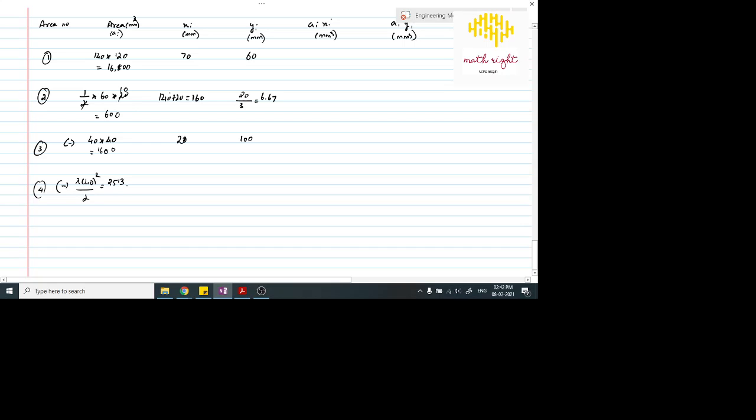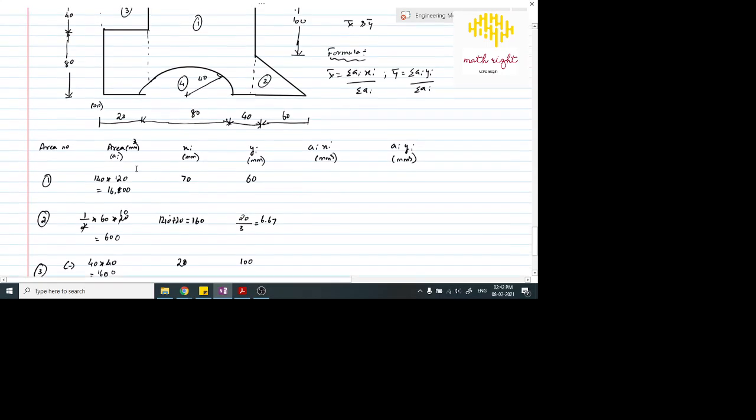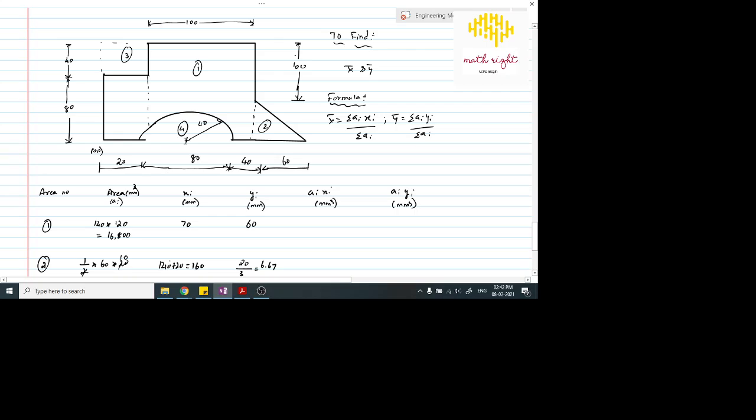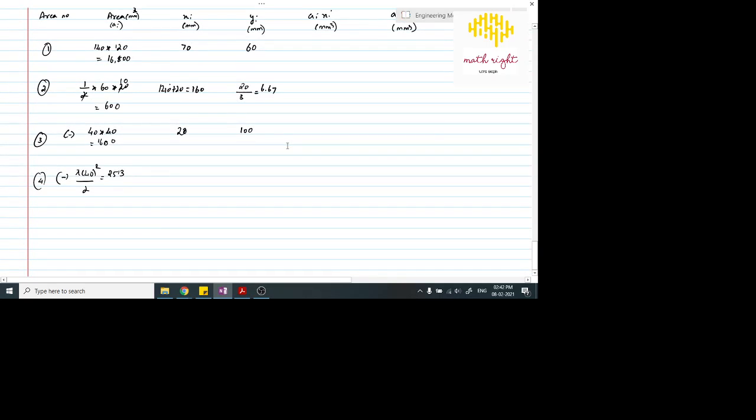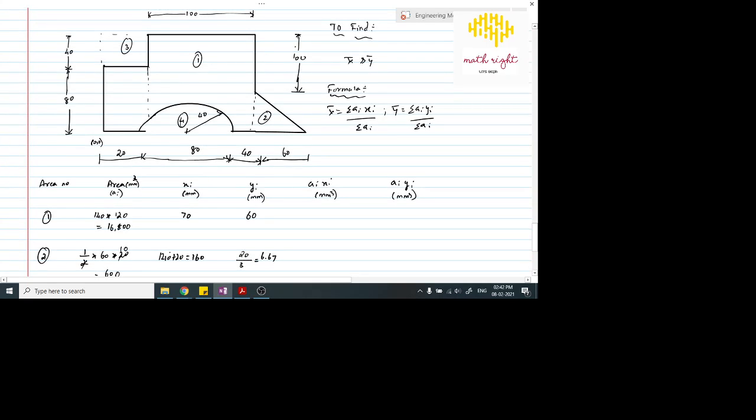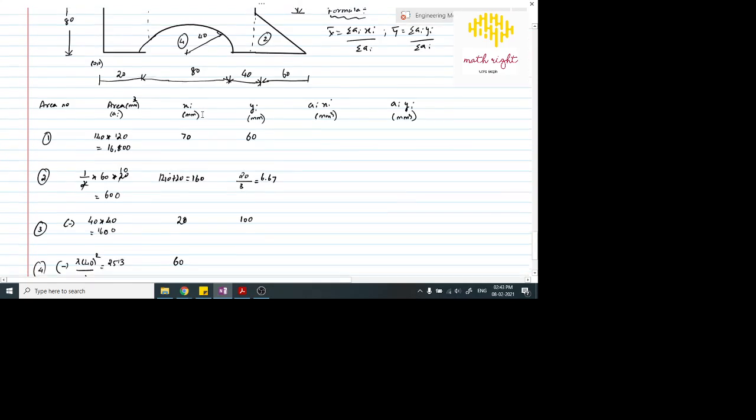Okay, let x bar be for the half semicircle. We know that x bar is 0, that is the origin; it lies at its center, 0. So from this origin, how long is it? 20 plus 40, so x bar is 60. That is xi is 60 for area number 4, and y we know is 4r by 3 pi.